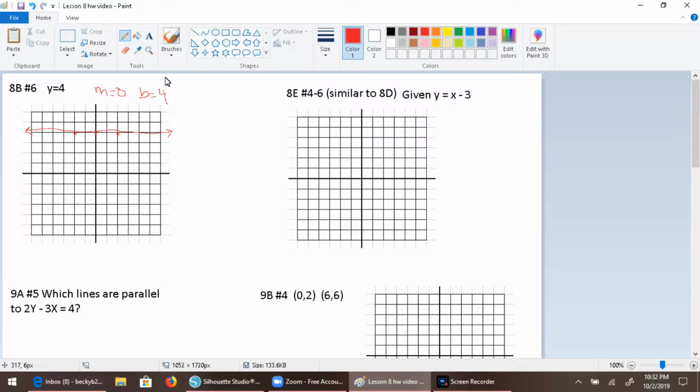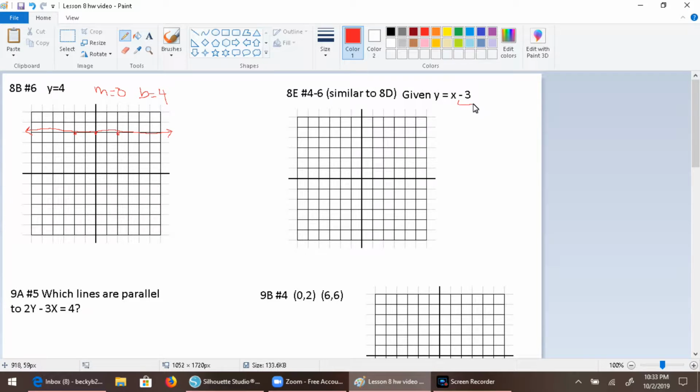Alright, the next one, 8e, number 4 through 6. Now this isn't exactly from your homework, you don't have to do 8e, but it is very similar to 8d. Since there's only one, I'm not going to do the one you need to do, so this one's very much like it. So, in the first problem, Sam borrowed $4 to open a store and he made $3 each day. This time we're given the equation, y equals x minus 3.